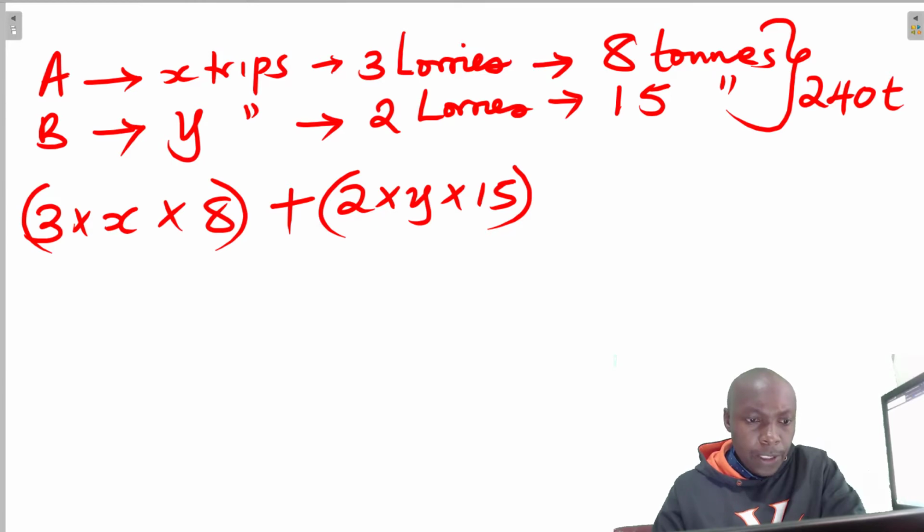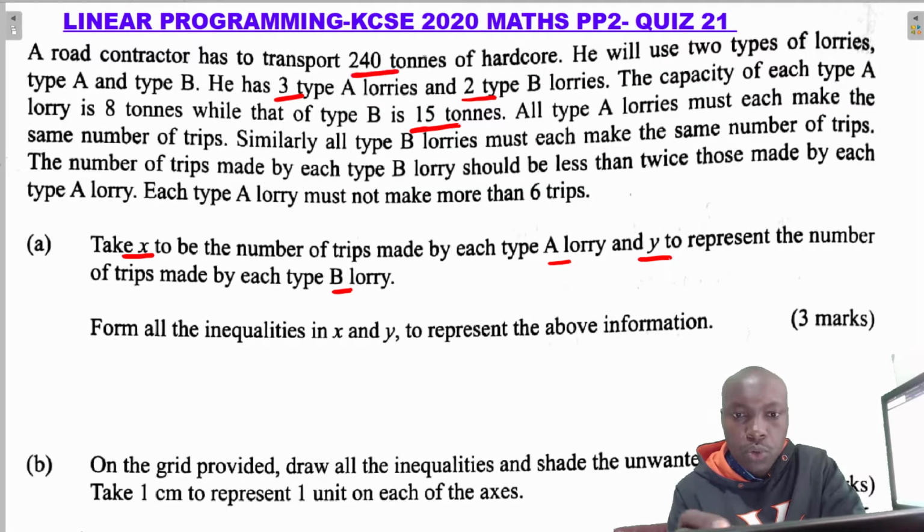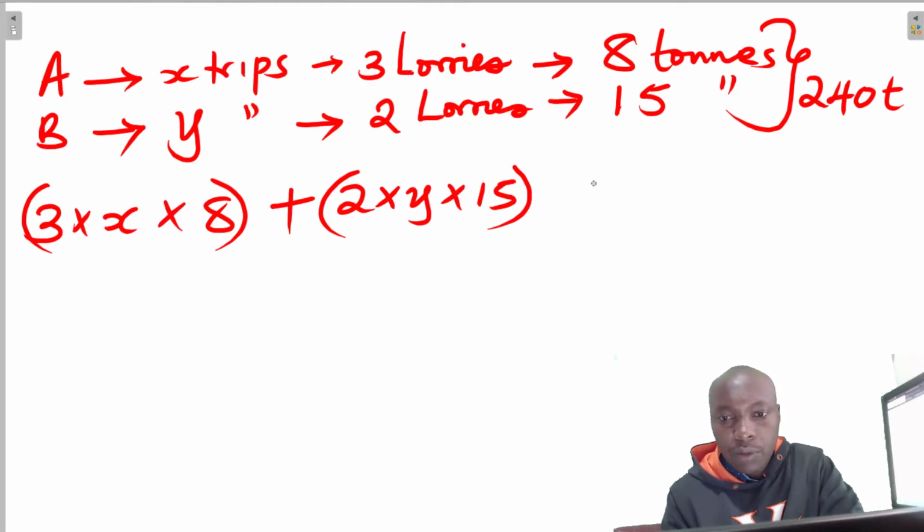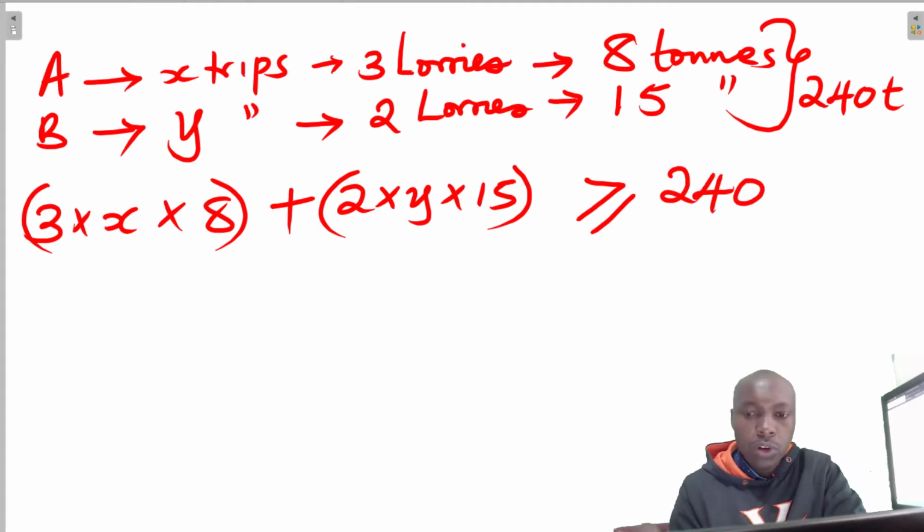The statement says that he has to transport 240 tons of hardcore. That means the number of tons to be transported should be greater than or equal to 240, but not less than. So the inequality sign that should be here is greater than or equal to 240. The 2 lorries should do that. So we multiply these, and this is what you're going to get.